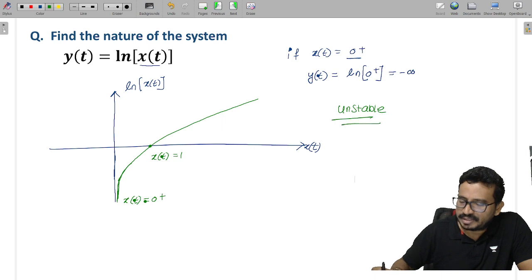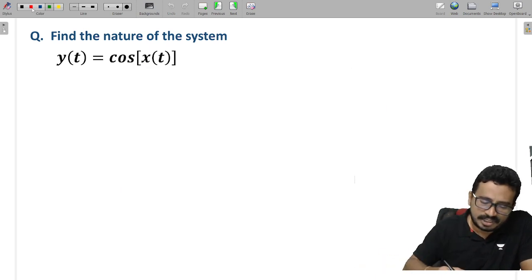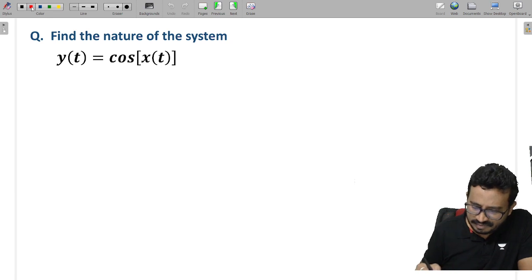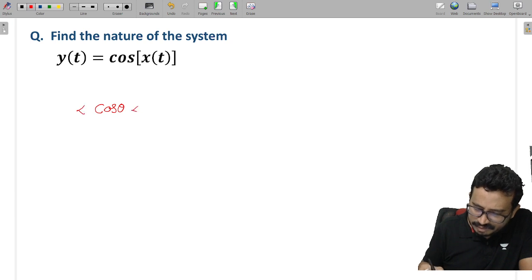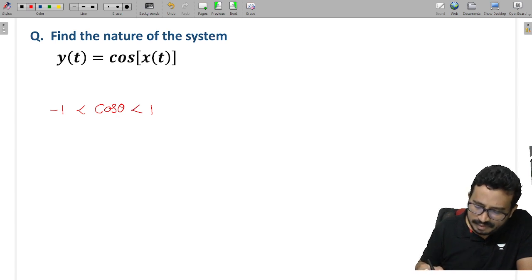The system is unstable. Next one. Here you see carefully, in this case, y of t is equal to cos of x of t. As we know, this is cos theta. The range of cos theta is from minus 1 to plus 1.